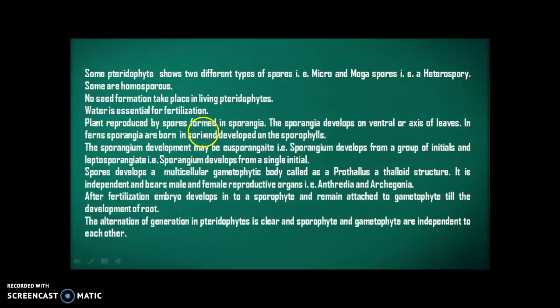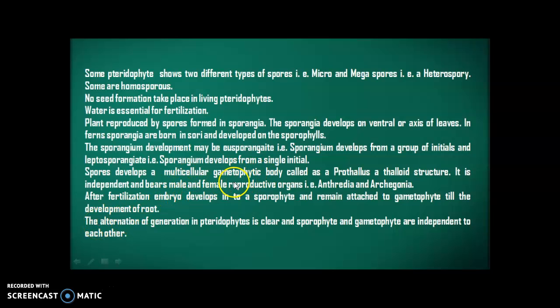Plants reproduce by spores formed in sporangia. The sporangia develop on the ventral surface or axis of leaves. In ferns, sporangia are borne in sori and developed on the sporophylls. The sporangium development may be of two types: eusporangiate, in which the sporangium develops from a group of initials, and leptosporangiate, which means the sporangium develops from a single initial.